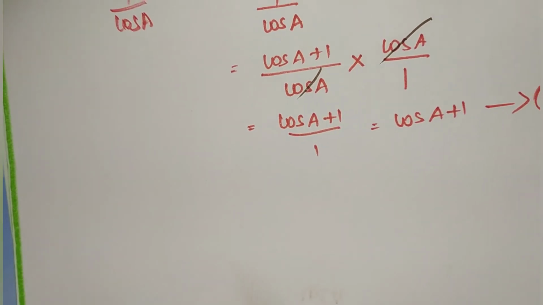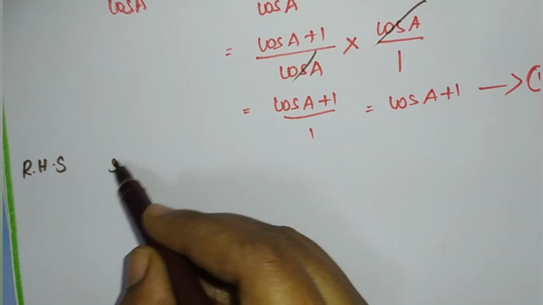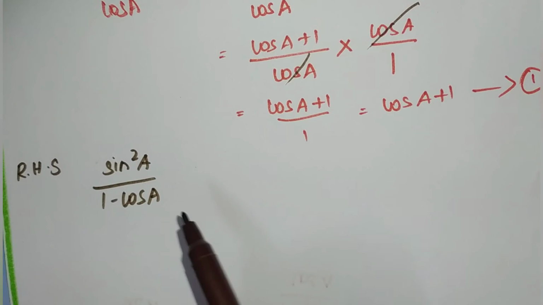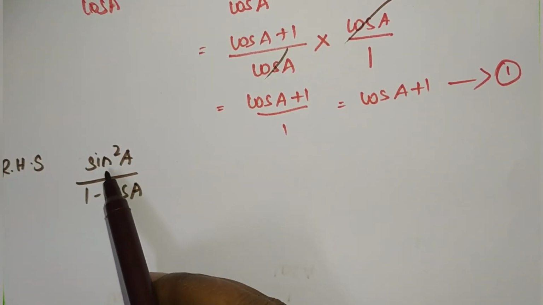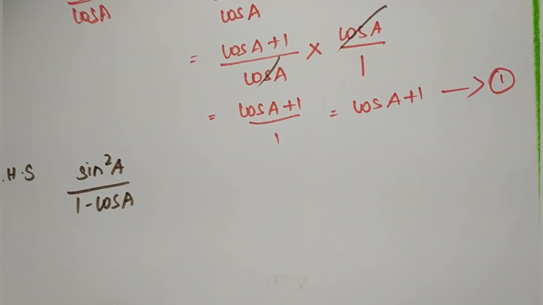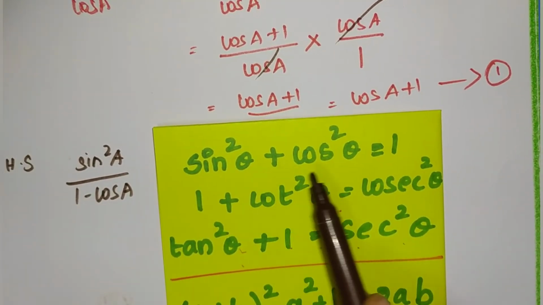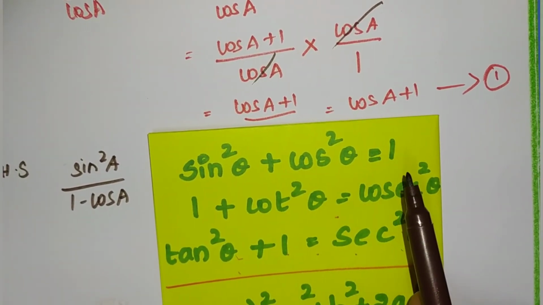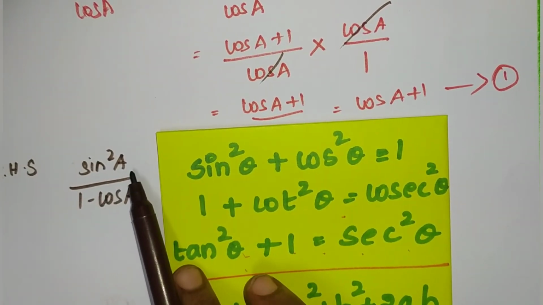Now RHS: sin square A divided by 1 minus cos A. The denominator is in simplest form, so we can't change this one. But here we have sin square A. We can apply one identity here. What identity can we apply? Sin square theta plus cos square theta is equal to 1. We can apply that. But here we have only sin square A.